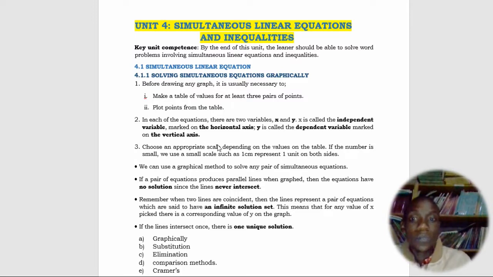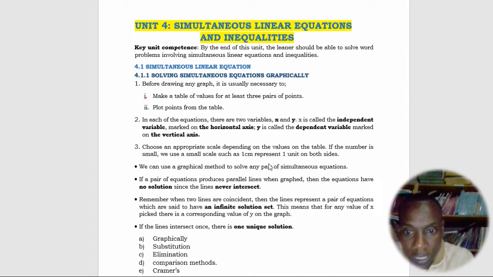But if the 2 lines of the simultaneous equations coincide, then the lines represent a pair of equations which are said to have infinitely many solutions. This means that for any value of x picked, there is a corresponding value of y on the graph. It means that each value of x in the first equation corresponds to the same value of y in the second equation. This means that the line of the first equation passes through the second equation.